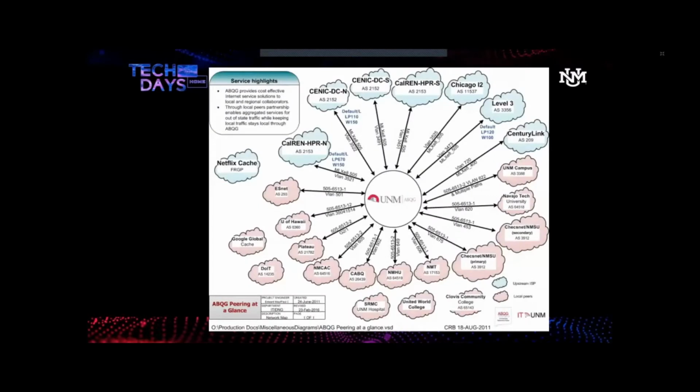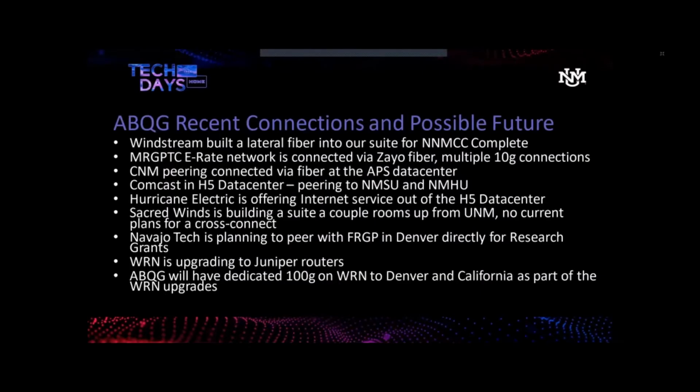All right, so here's some of the local peers that we're currently connected with at Albuquerque GigaPop. Check SNET through a couple of different paths, Navajo Tech, of course, UNM main campus. All the orange ones down at the bottom are local connections. The ones up at the top are upstream connections, if you will, connections that are out on the internet that we turn to keep services running for all of us. So, some of the recent connections that we have established here at the GigaPop.